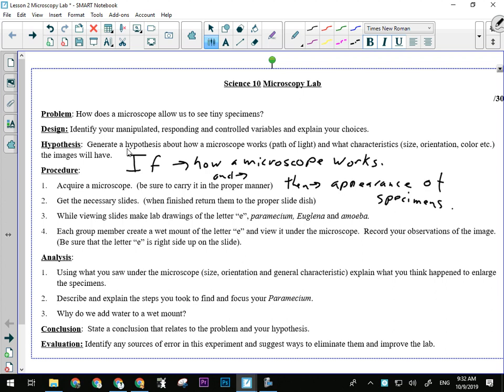You will be viewing these specimens in a particular order. That is, you will be looking at the letter E first, the amoeba second, the Paramecium third, and the Euglena last. The reason is we're going from biggest to smallest. We want to look at the things that are the easiest to find, view and focus rather than looking at the things that are much smaller.